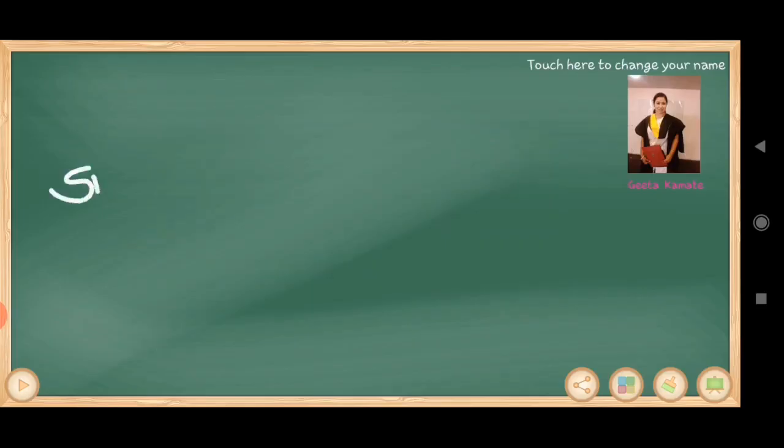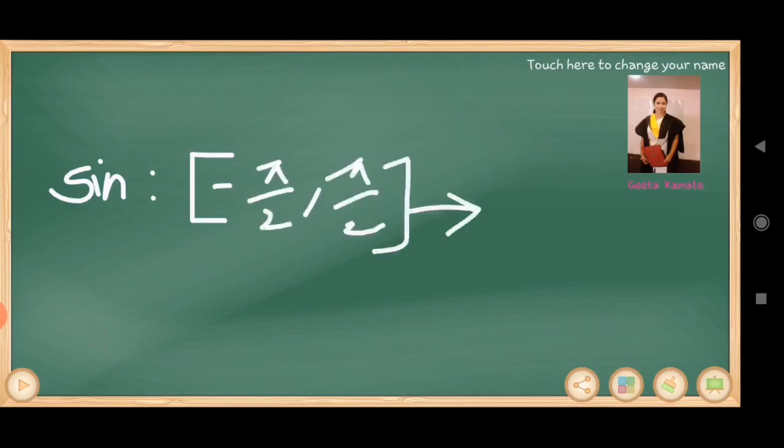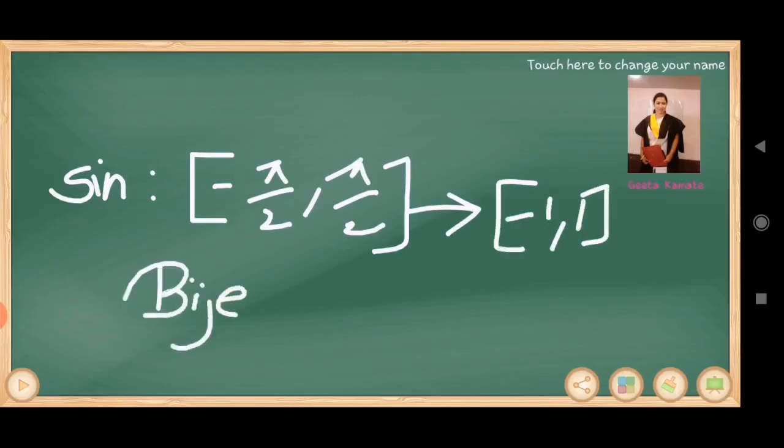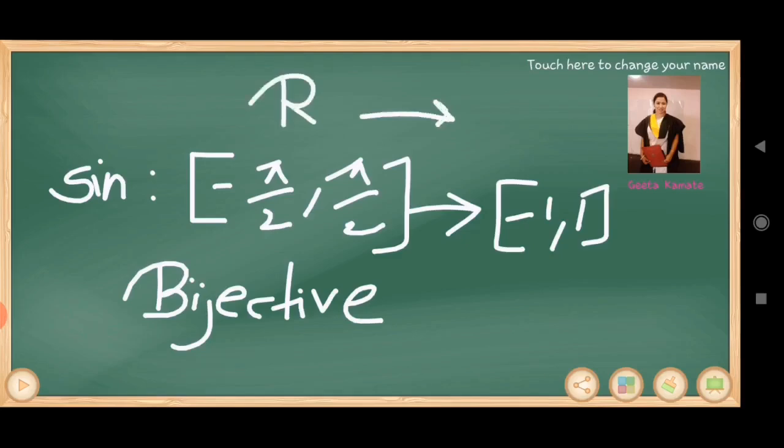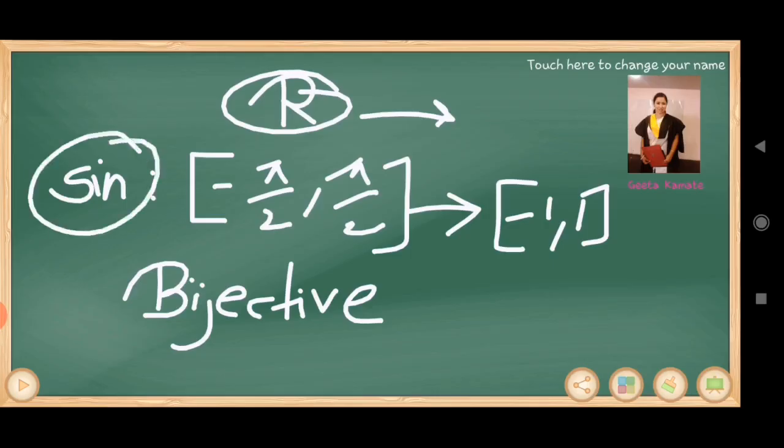So what I can write now is, sine is a function from minus pi by 2 to plus pi by 2, and the range is all values, minus 1 to 1. This function is bijective. I have restricted the domain; in the beginning I said that sine is a function from R to this, but now instead of taking R, I have restricted the domain from minus 90 degree to plus 90 degree. Only in this case is the function bijective. And when the function is bijective, the inverse of the sine function exists.